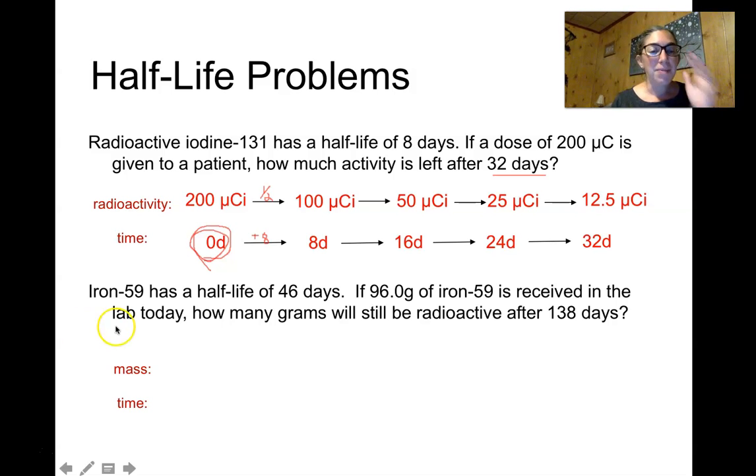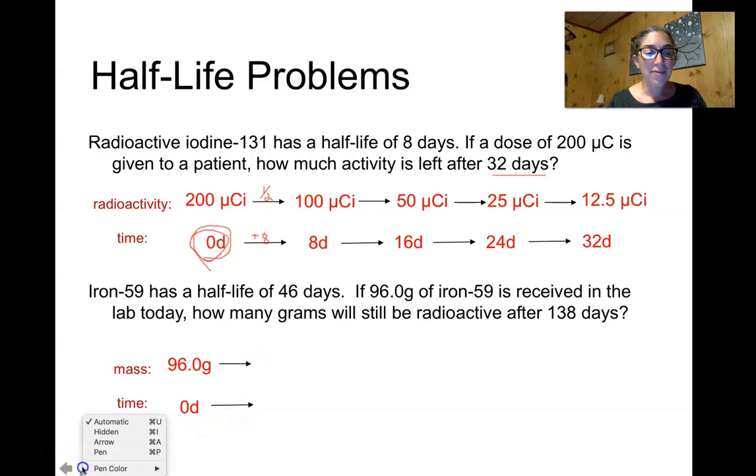So again, we're going to map this out the same, except in this case we were given a mass of the radioisotope and not the radioactivity of it. So again, we start with day 0 and the full amount, full mass. All right, after 1 half-life, and in this case the half-life is 46 days, so we're adding 46 every time we move across the bottom row. So at 46 days, we're going to have half of that 96 grams left that are radioactive. Half of 96 is 48.